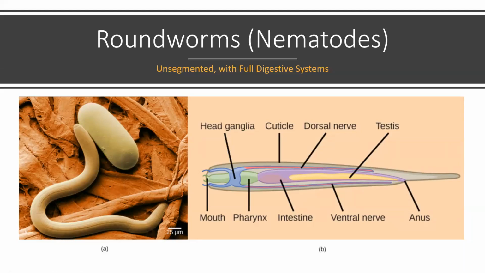So first off, we'll start with our roundworms. These are going to be like nematodes. They're unsegmented, so they're just one body segment. They do have a full digestive system, even when they're in their infective stage. In contrast, some organisms do not have a full digestive system, like some of the helminths. So here, this is just a cartoon showing you that digestive system from the mouth to the pharynx, intestine, all the way to the anus.